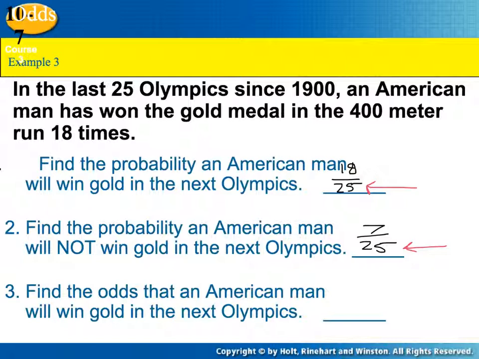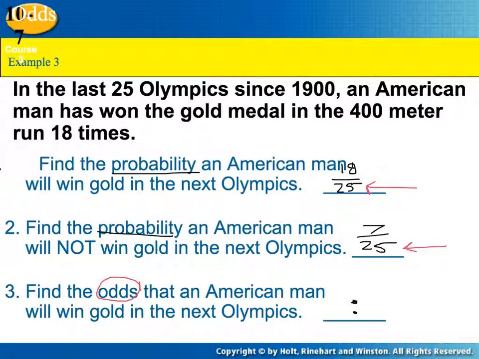That third question, though, it says find the odds that an American man will win gold in the next Olympics. The odds. Now we're dealing with odds. Before we were dealing with probability. Now we're dealing with odds. How is this different? It's different because I don't deal with the total. I don't have the total number in my ratio. It's a ratio. Okay? I'm going to use my colons here, and maybe that will help you separate a probability to a ratio, but use my colon.